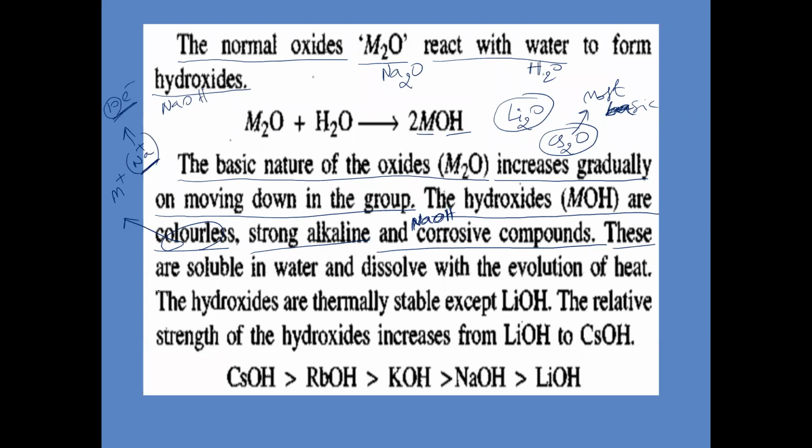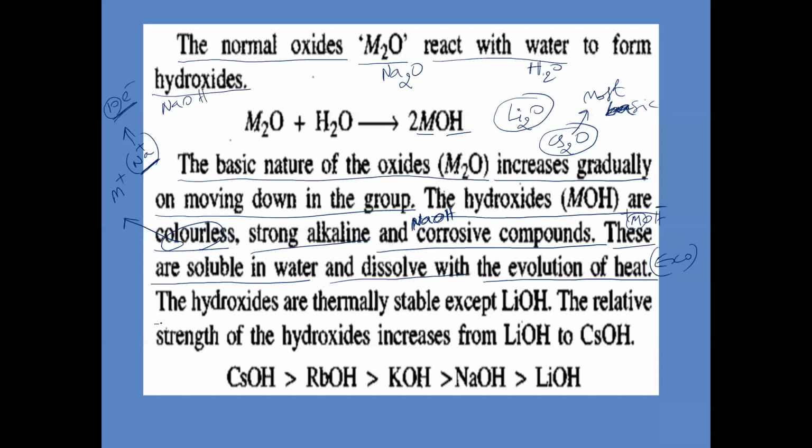And these are soluble in water. These means the hydroxides. The hydroxides are soluble in water. Here M plus cation is there, OH minus anion is there. So the hydroxides of first group elements are soluble in water, and they dissolve with evolution of heat. Evolution of heat means exothermic or endothermic? They are exothermic. So when you dissolve NaOH in water, when you dissolve KOH in water, heat energy is released. That means the process is exothermic. Exothermic dissolution we say.